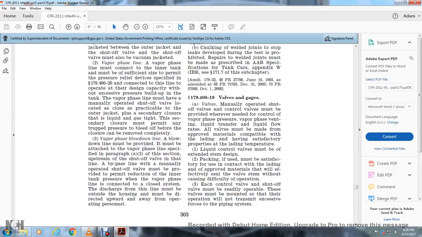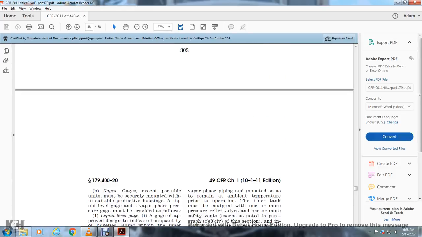The liquid control valve must be extended to the system design. Packing, if used, must be satisfactory for contact with the lading and made of approved material, which effectively seals the valve stem without causing difficulty in operation. Each control valve and shutoff valve must be readily operable. These valves must be designed so that their operation will not transmit excessive force to the piping system.